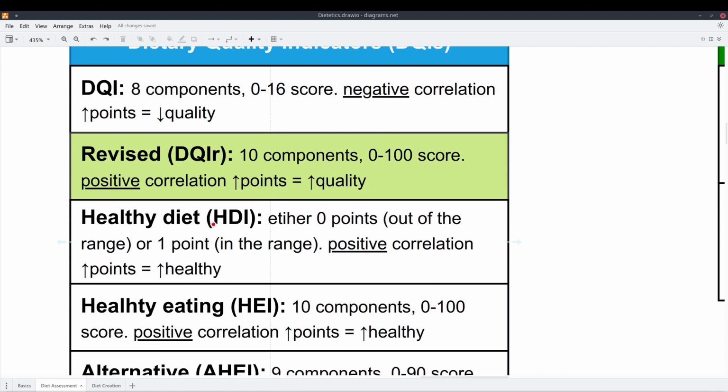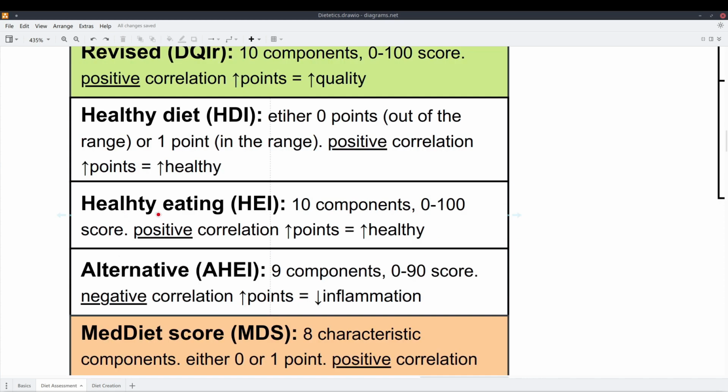Then we have the healthy diet indicator, and this gives either 0 points, which means that the value is out of the range, or 1 point when it's inside the range. And it has a positive correlation, so more points equals a healthy diet. Healthy eating, these are 10 components. The score goes from 0 to 100.